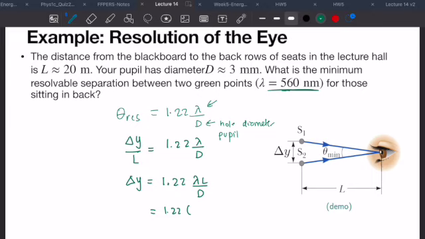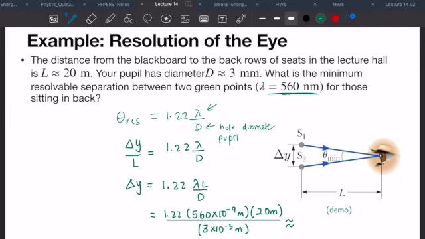1.22. We're looking at green points on the board, so 560 nanometers in SI units is 560 times 10 to the minus 9 meters. The length to the board is 20 meters, all divided by the size of the aperture, which is 3 millimeters, or 3 times 10 to the minus 3 meters. What do we get when we plug in these numbers? We get about 4.5 millimeters, or let's just approximate it to 5 millimeters.